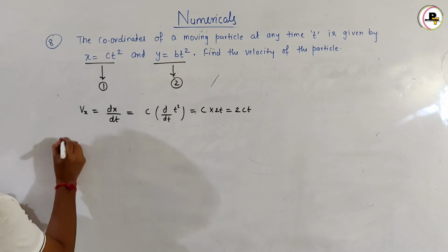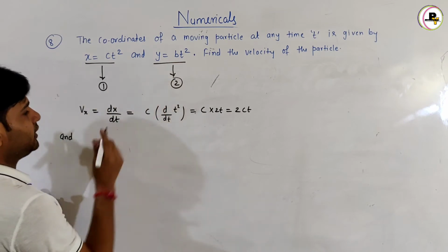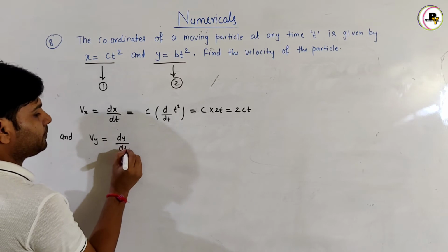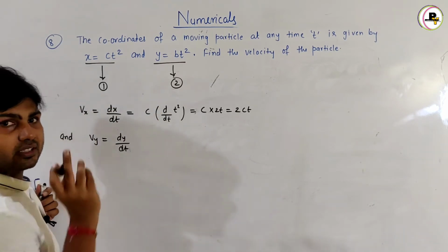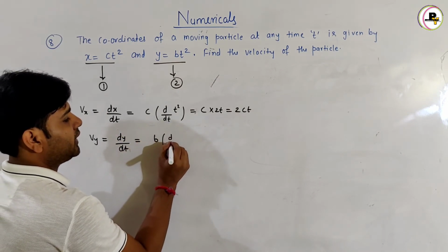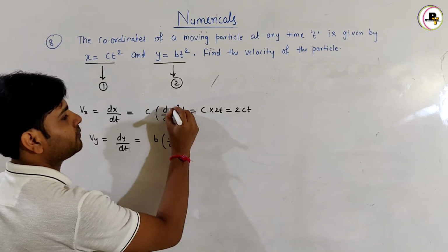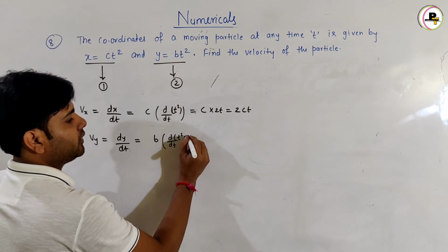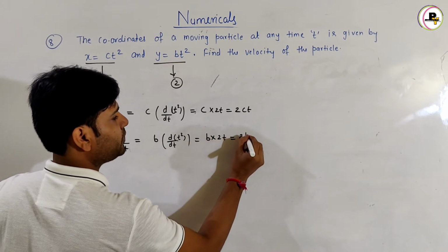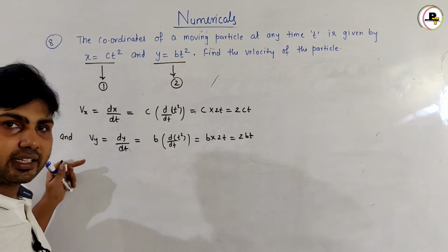This is vx, and now let's obtain vy. vy is dy by dt, that is, we will differentiate equation number 2 with respect to time. So we get b into d by dt of t square, so we get b into 2t, that is 2bt. So now we have obtained vx and vy, that is the x and y components.